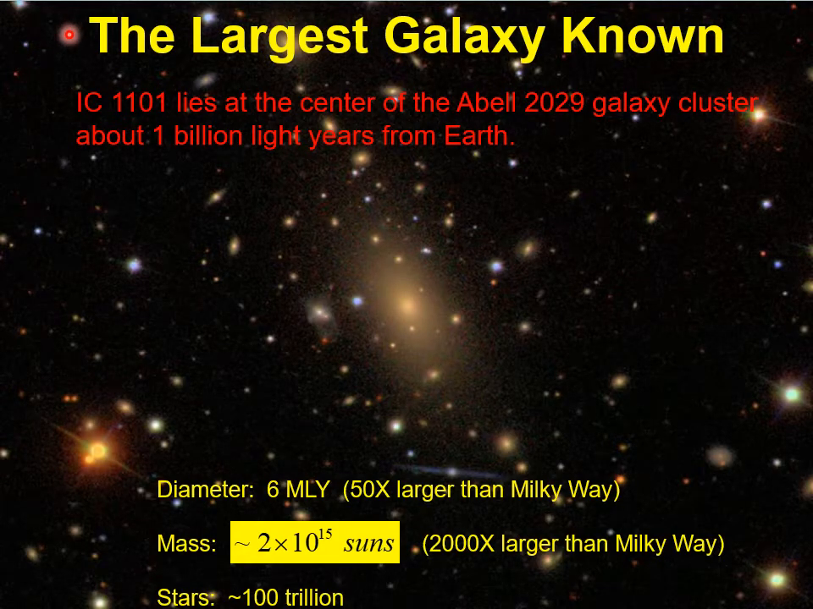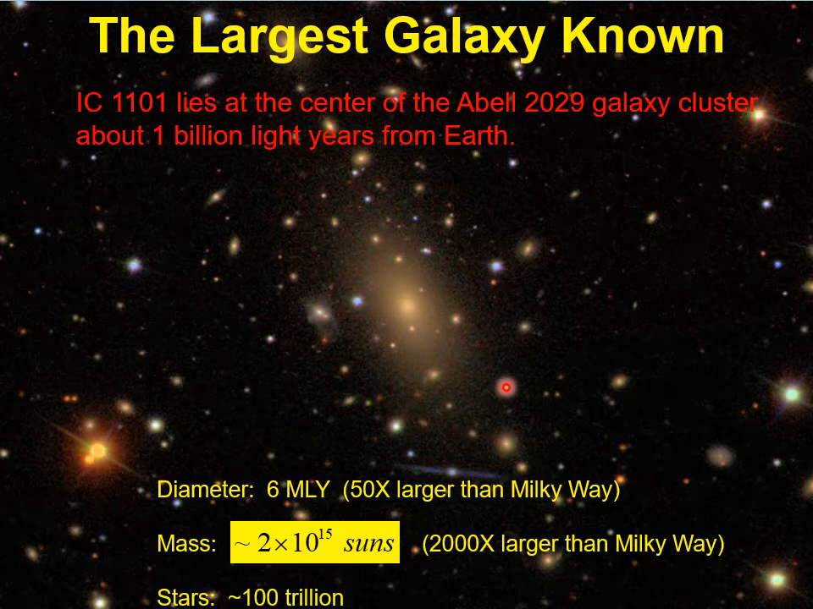The largest galaxy that we have discovered to date with our telescopes doesn't have a very descriptive name at all. It's a catalog name, IC1101, and it lies at the center of a galaxy cluster called Abell 2029, and it's about 1 billion light years from Earth, so it's not a close neighbor by any means. But this galaxy is absolutely enormous, and you can see it in this photo as this central kind of foggy haze. Here is the core of the galaxy, the bright part here, and you can see it sort of extend diagonally in the image here.